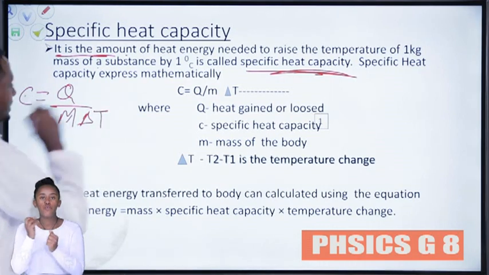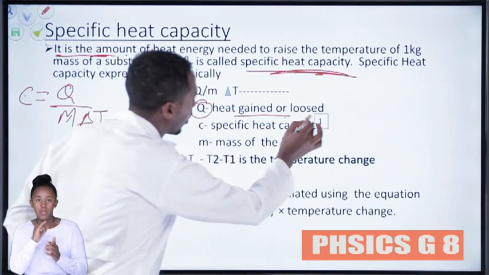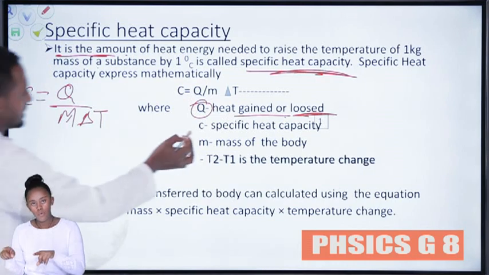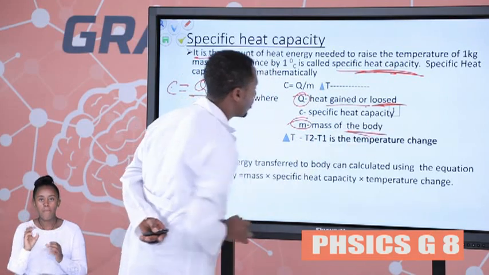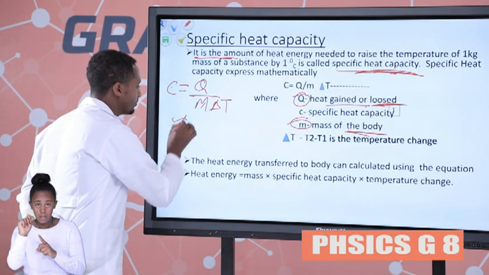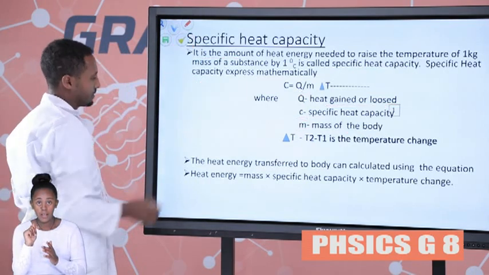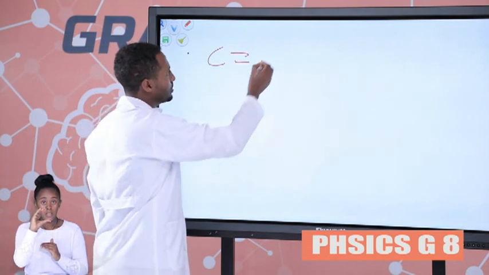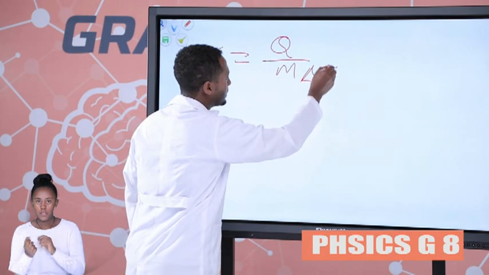change of T, where Q is heat gained or lost. This means heat energy. M is the mass of the body. ΔT is the change of temperature. C is equal to Q over M times change of T.